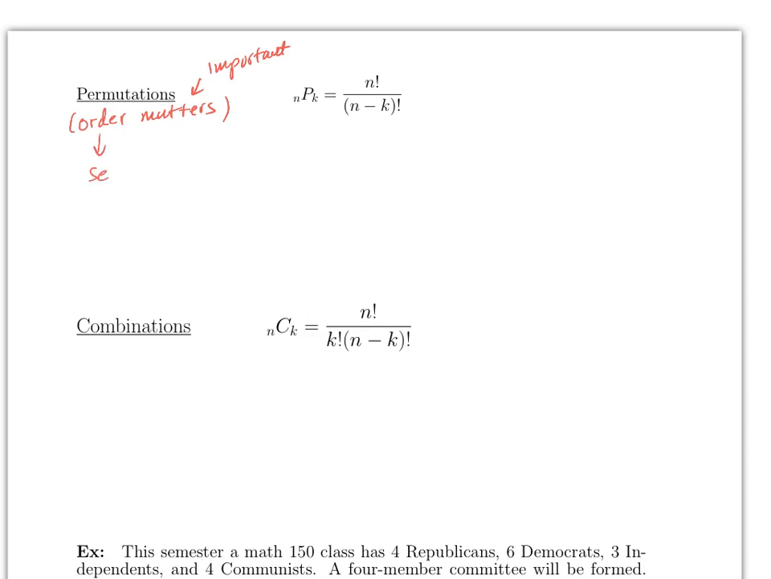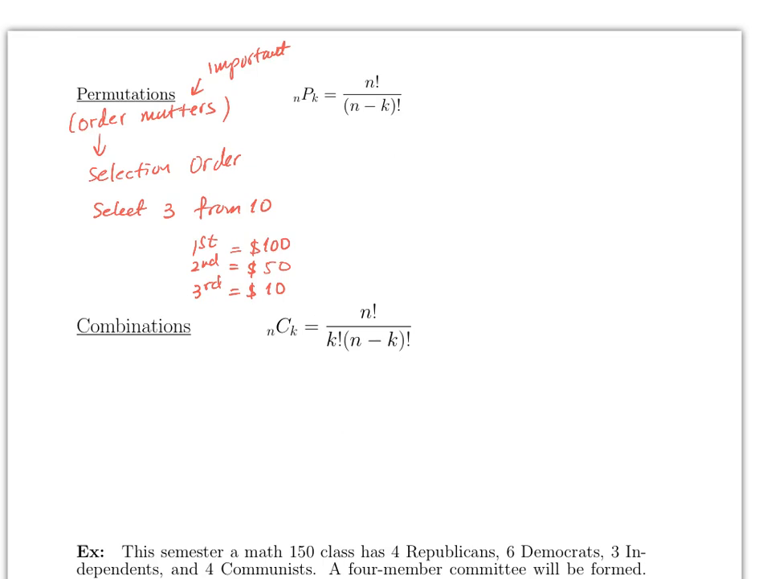Order means the selection order, or the way in which you are picking people or things matters. For example, let's say that you're going to select 3 people from 10. Whoever you select first is going to get $100. Second is going to get $50, and third is going to get only $10. So therefore, it matters who is selected first.